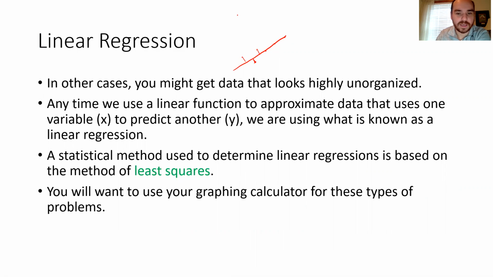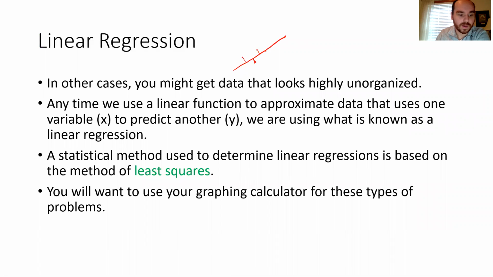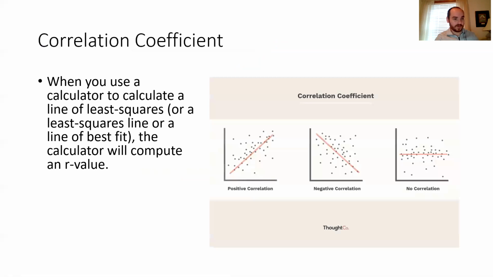And it's very complicated. That's advanced, I think it's probably calculus to be able to do it correctly. So we don't actually learn how to do that. You're just going to use your graphing calculators, and the video you watch after this one will show you how to do that. But there's some important things you need to know about it before you go into those. First, we want to look at correlation coefficients.